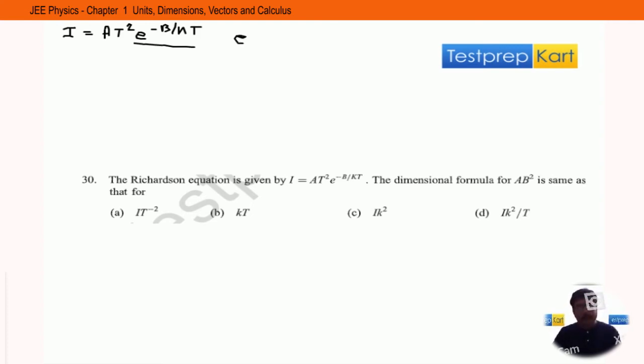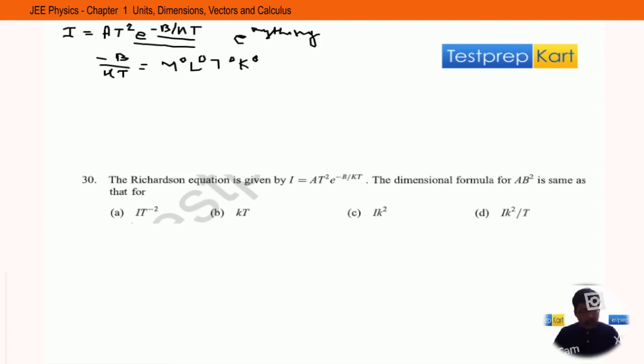Always remember, e to the power anything is dimensionless. So if it is dimensionless, then how can I solve it? We just take the above portion, B by kT, with the minus sign. It is dimensionless, so M to the power 0, L to the power 0, T to the power 0, and K to the power 0.